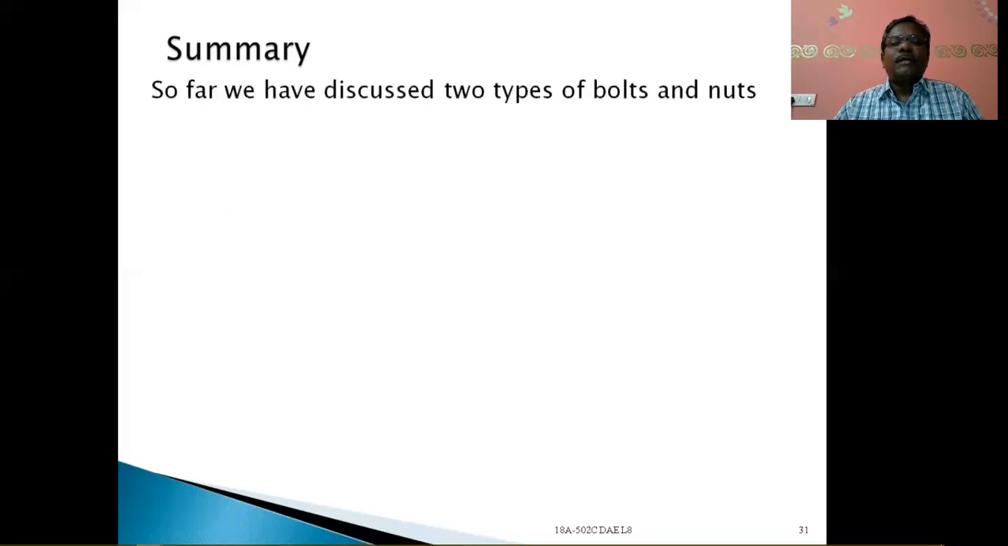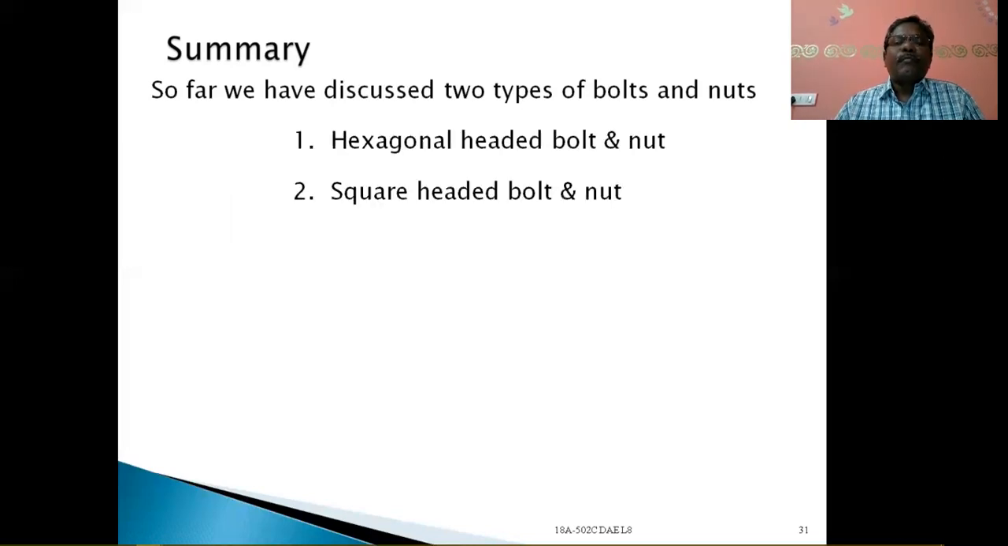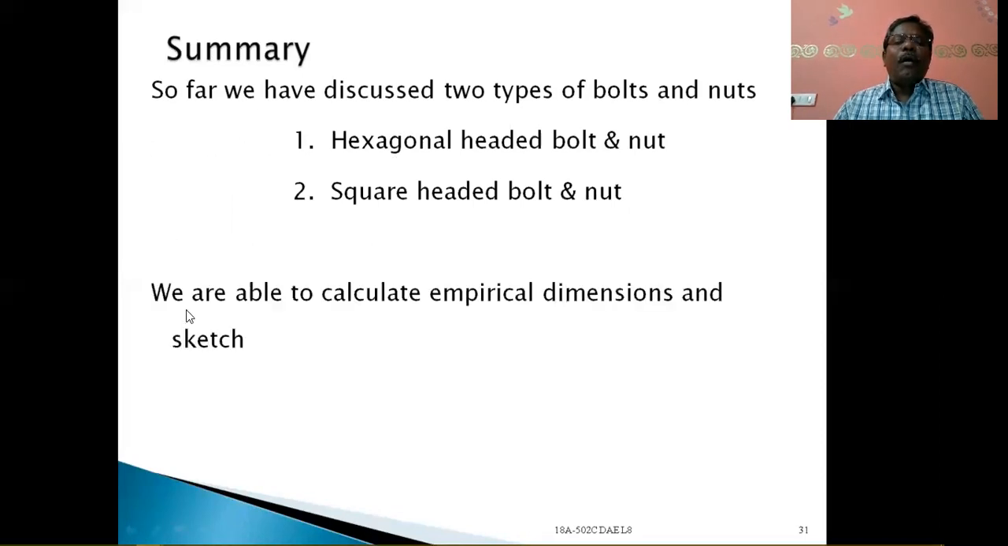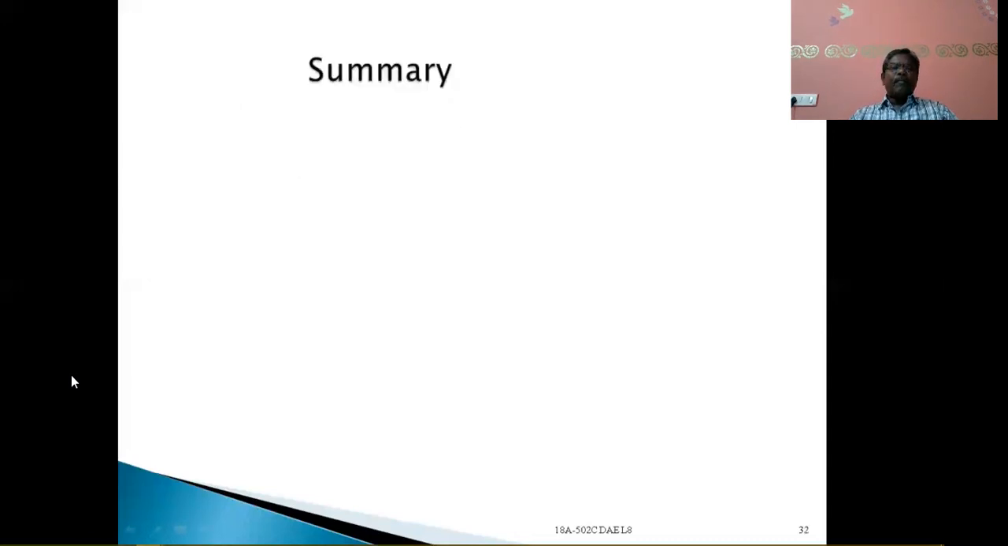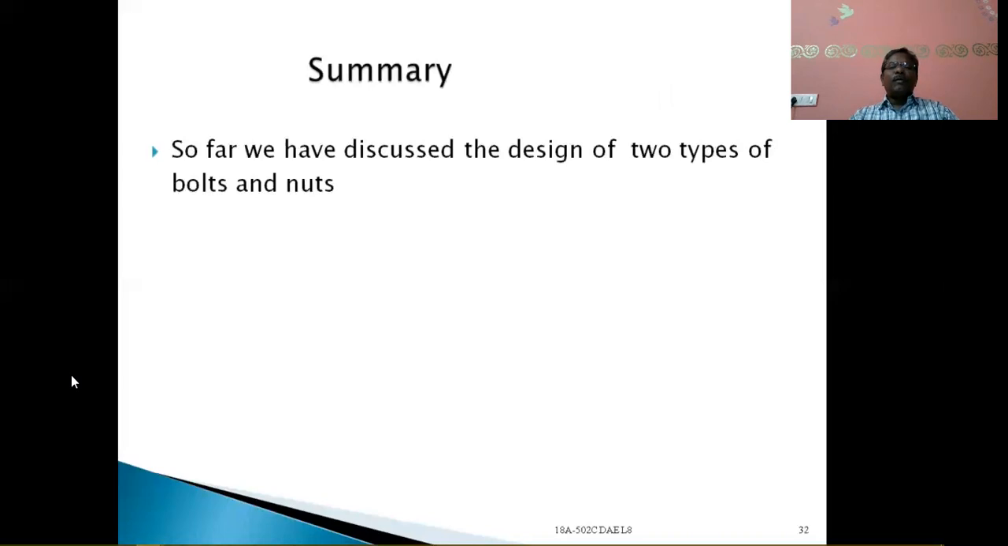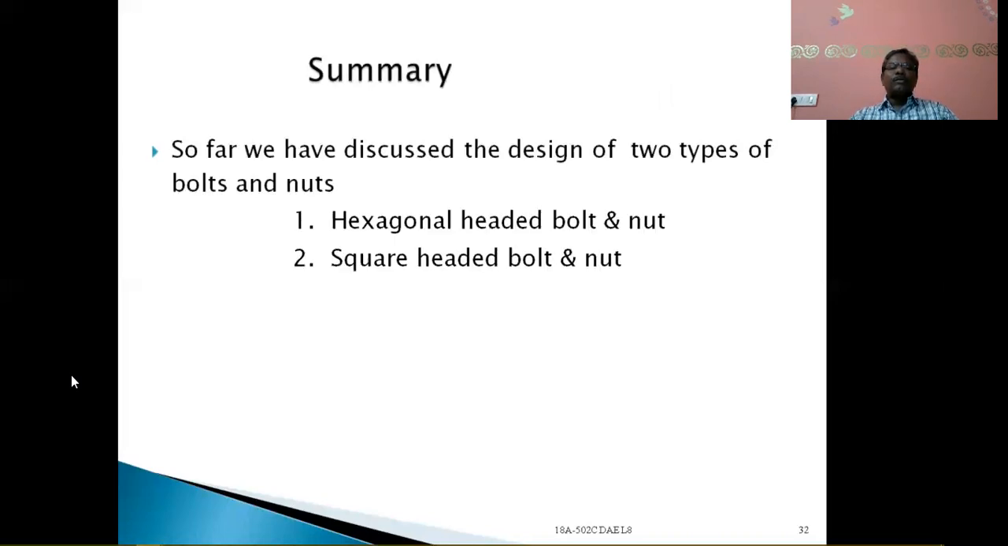So far we have discussed two types of bolts and nuts. One is the hexagonal-headed bolt and nut, and square-headed bolt and nut, right? And also we should be able to calculate. Now, as per this discussion, we are able to calculate empirical dimensions and sketch of the hexagon-headed bolt and nuts and square-headed bolt and nuts. Right? So, this is all about the summary of this lesson.